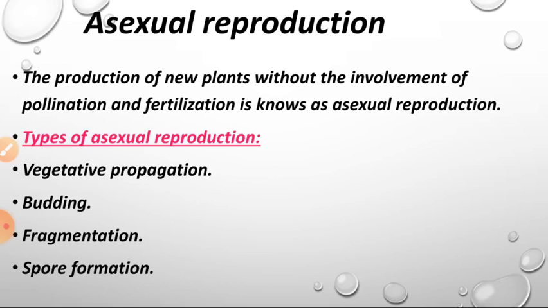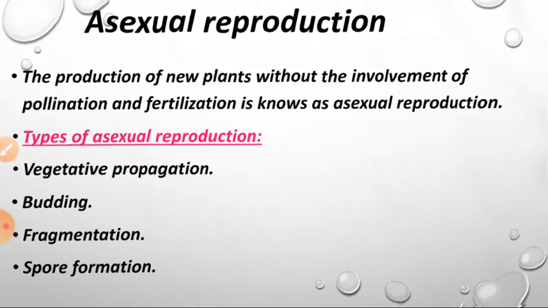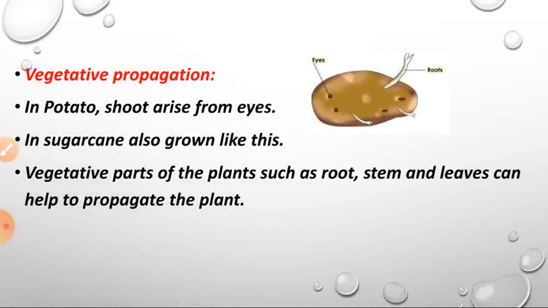So what are the processes? Vegetative propagation, budding, fragmentation, spore formation. These are the types of asexual reproduction. Let us discuss one by one. First one, vegetative propagation. In potato, shoots arise from eyes. In sugarcane also it grows like this.